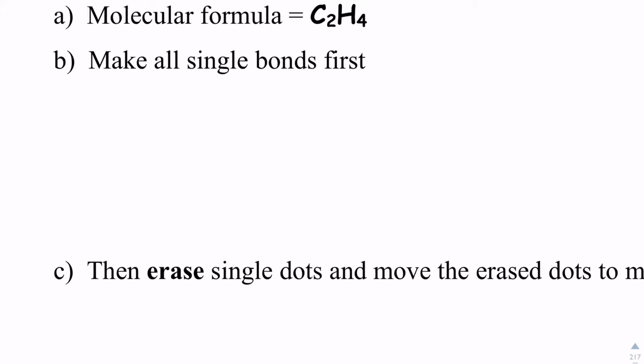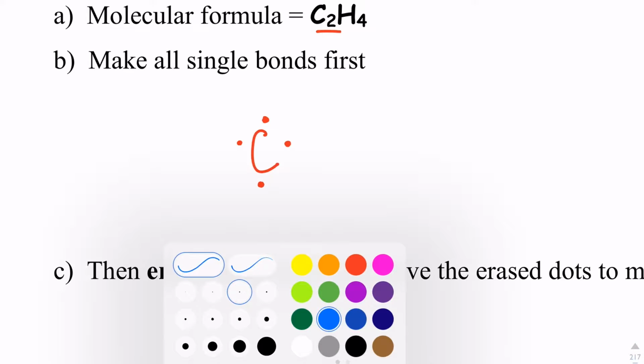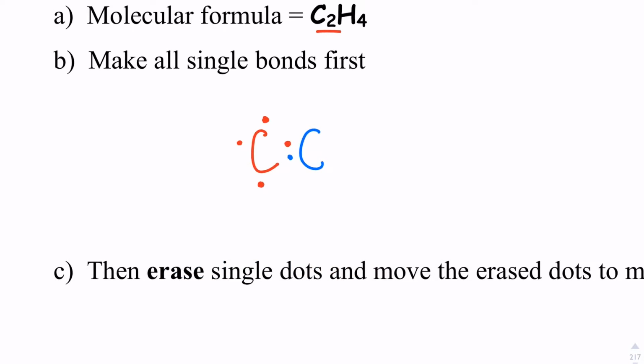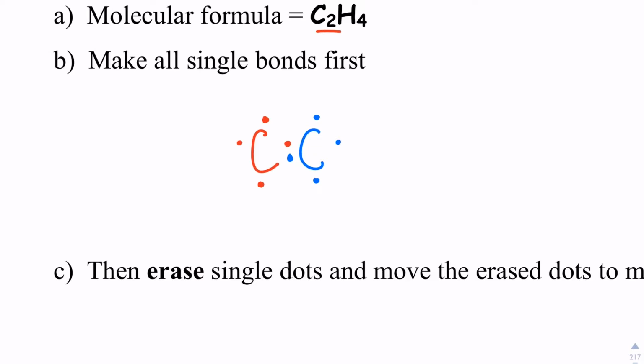The first thing to do is to make all the single bonds. So we're going to start with carbon. And I'm going to put the 4 electrons it has around it. And then I'm going to add a second carbon because there's 2. Bind it to my first carbon. Again, leaving space because it only has 4 valence electrons if we look at our periodic table.